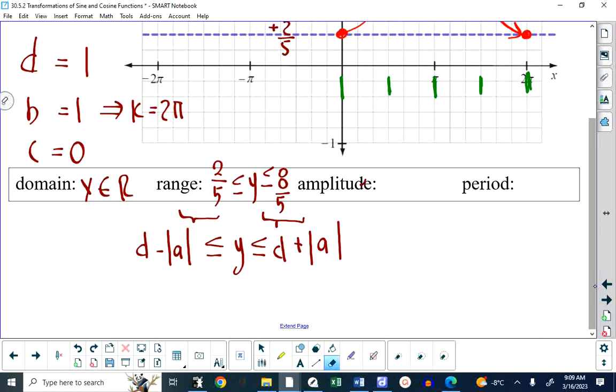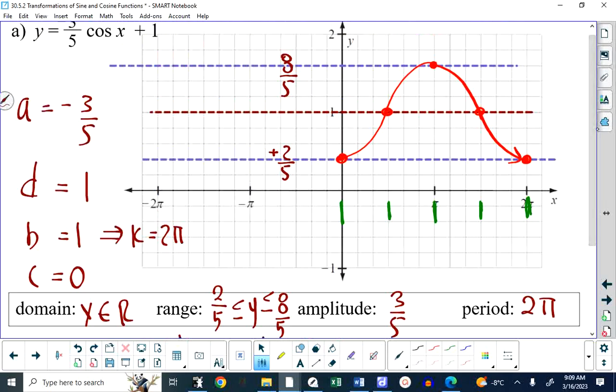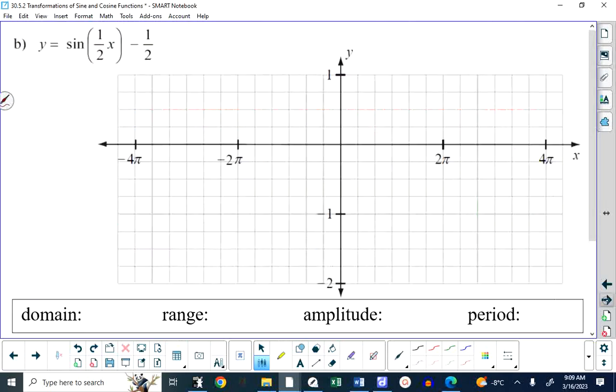The amplitude, by the way, is 3/5. The amplitude and the period you should be able to determine based on what we talked about yesterday. It's got nothing whatsoever to do with what we're learning today. Any questions with that graph? All right, let's try another one.